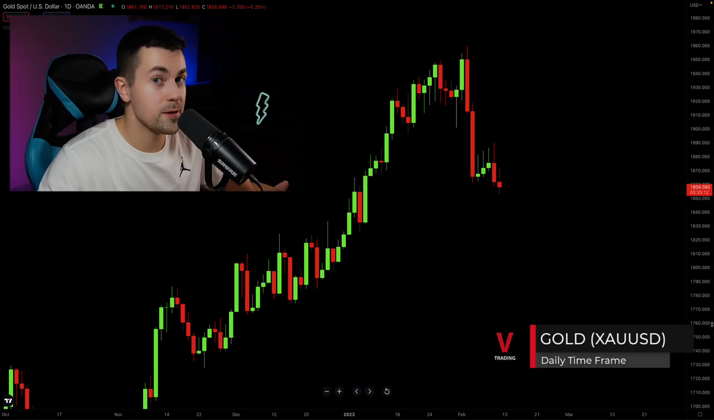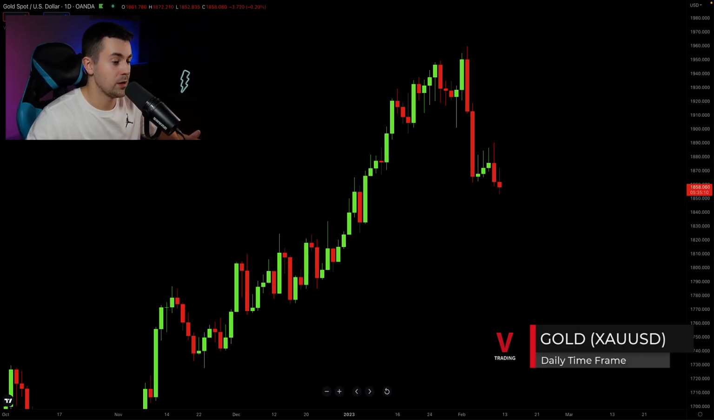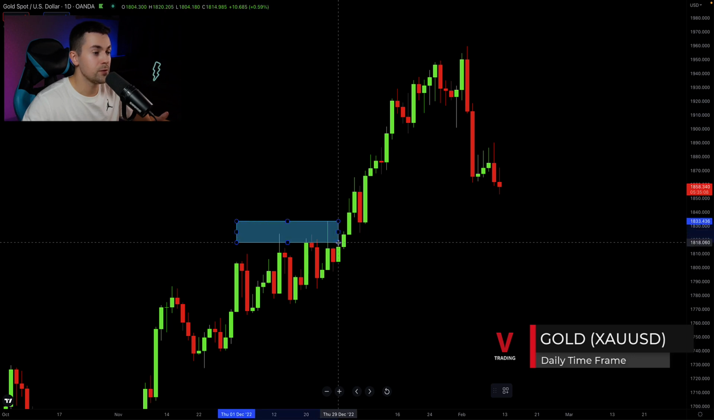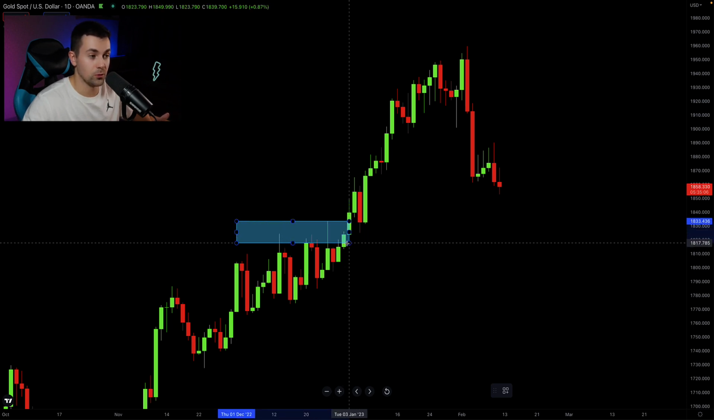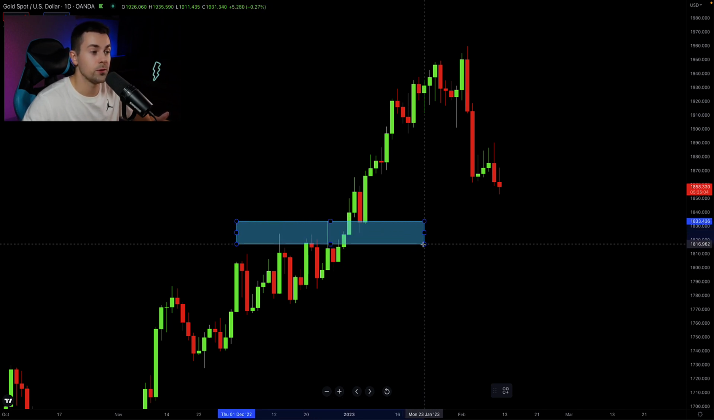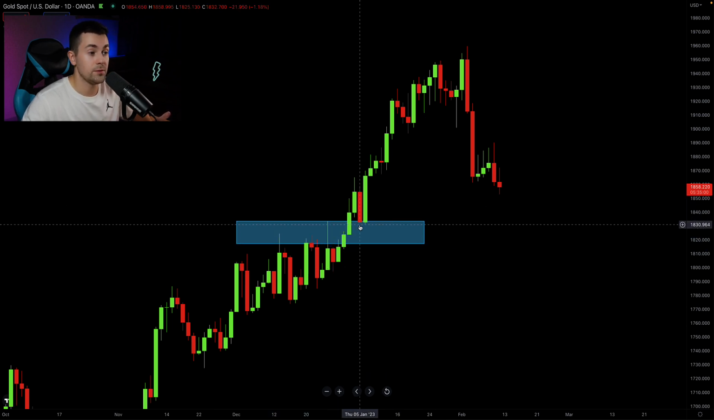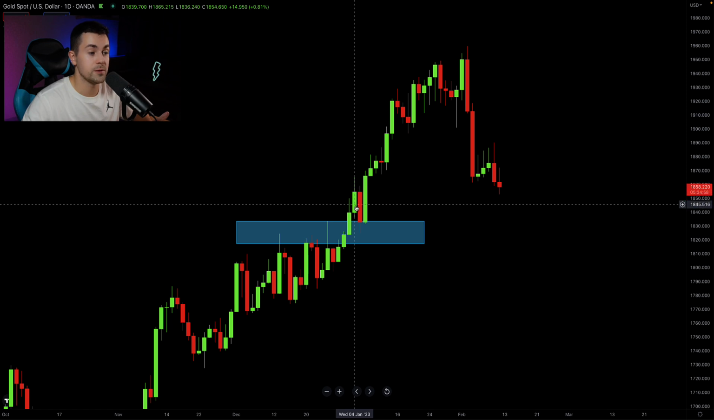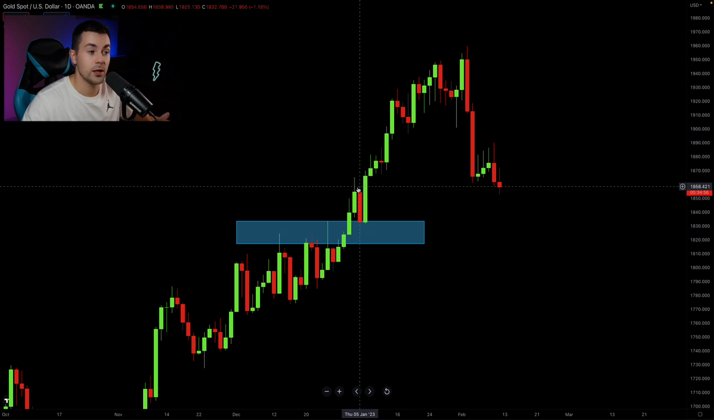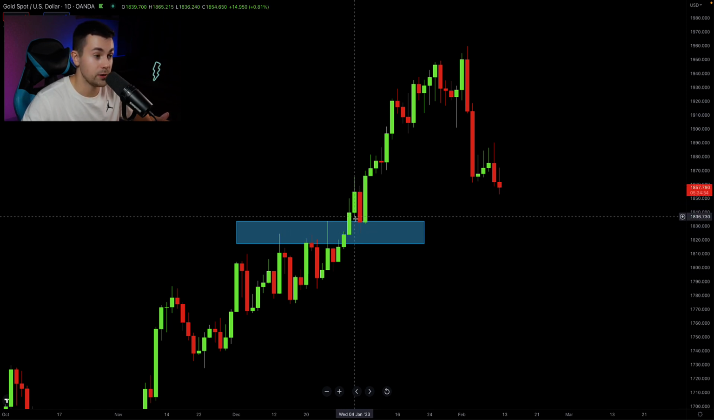Now let's discuss the bullish engulfing candle. Take a look, traders. Here we got a very strong resistance on gold, and that resistance was broken to the upside. And after the breakout, this structure turned into a very strong support, and you can see that the price retested that with this quite strong bearish candle.